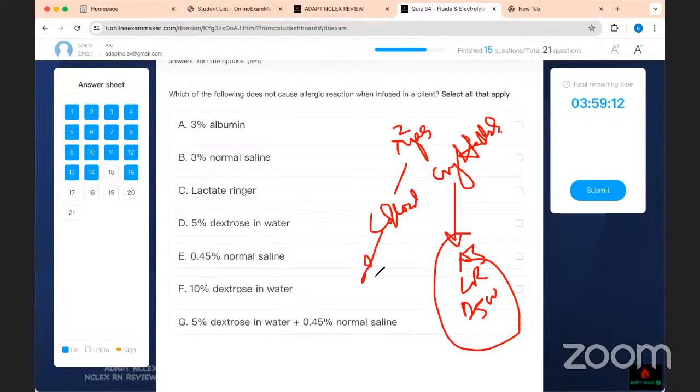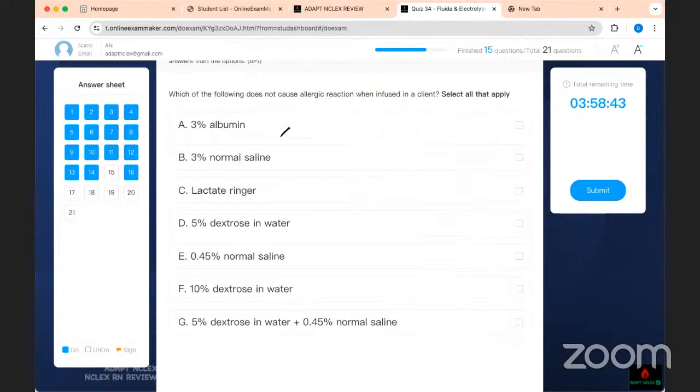Colloid is like albumin, dextran, hetastarch and others. Colloids are the ones that cause allergic reaction. The big molecules cause problems. Crystalloids are small fluids and they move from one place to another. So this question is testing your knowledge between colloid and crystalloid. Which one causes allergic reaction? It has to be colloid. This is how you can rewrite the question, and then you can figure it out.